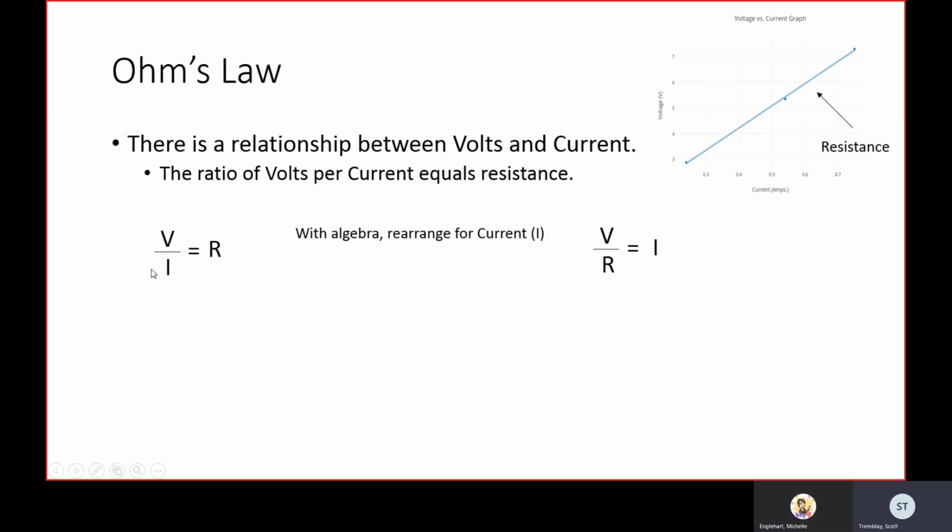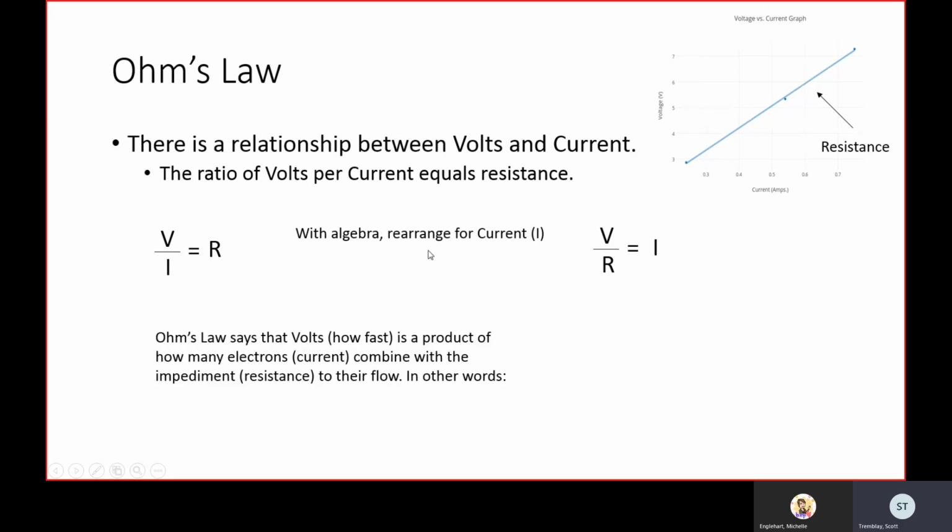So there we go. But how can we figure out what resistance is? Well, I'll throw up a definition of resistance, which is Ohm's law. It states that volts, how fast, is a product of how many electrons, current, combined with the impediment, or resistance, to the flow. Now that's a whole mouthful, but what we're saying is that volts is equal to I, current, times resistance. So how many electrons multiplied by the resistance is how hard they're pushing.